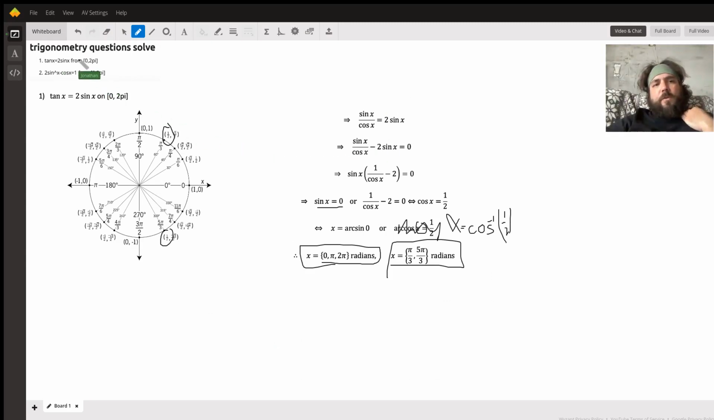That right there is the first one. I'll leave the second one for you, because if you can't do this on your own, you'll never pass the test. So good luck.